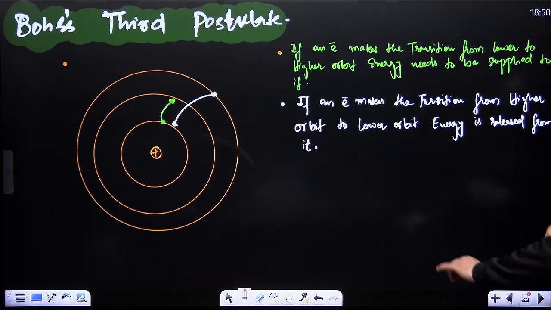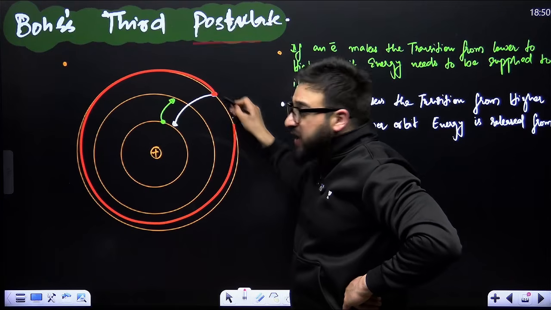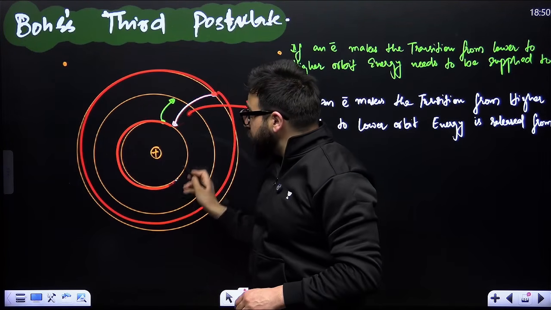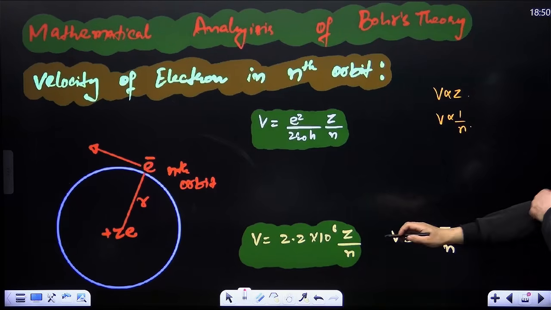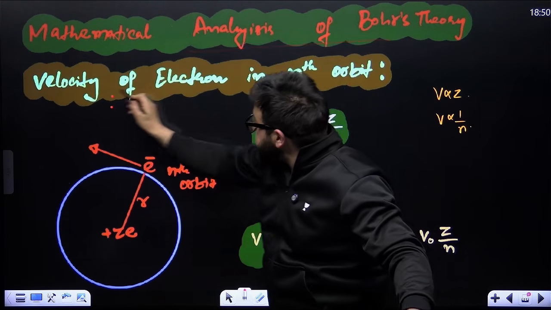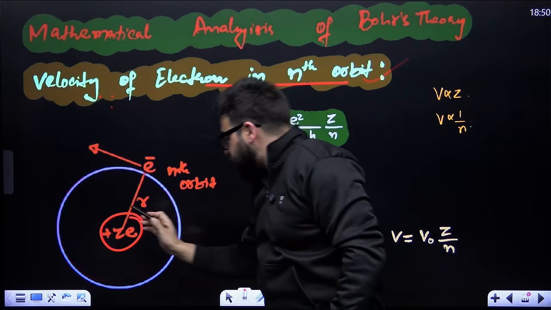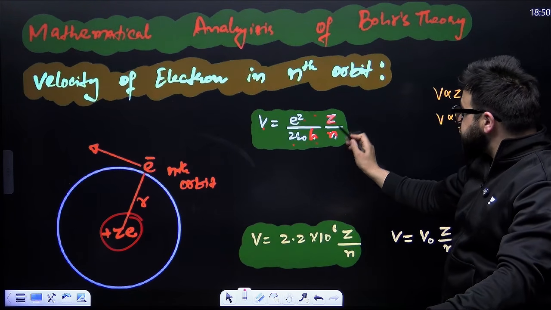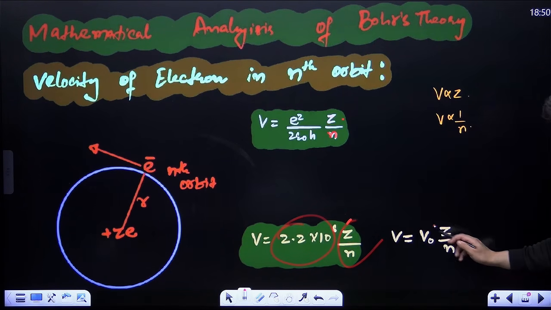Then, my dear NEET aspirants, Bohr's third postulate says that if an electron in a higher orbit makes a transition to a lower orbit, energy is released in the form of a photon. If an electron in a lower orbit makes a transition to a higher orbit, energy is absorbed. Then the mathematical analysis: velocity of an electron in the nth orbit. If an electron is revolving in the nth orbit around a nucleus having charge Z, its velocity will be e^2 upon 2 epsilon naught h, where h is Planck's constant, times Z by n. Z is the atomic number. You can write it as 2.2 into 10 raised to power 6 Z by n, or v naught Z by n.